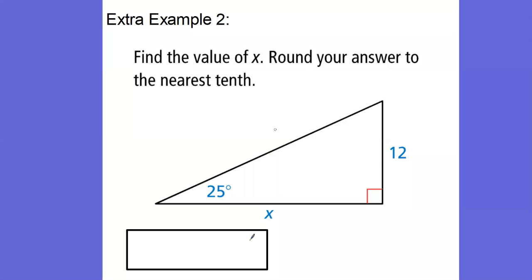In this example problem, we are asked to find the value of x, and we are asked to round our answer to the nearest tenth. So the first thing I need to realize is that I have a right triangle here. Here is my reference angle. This is my 25-degree angle.